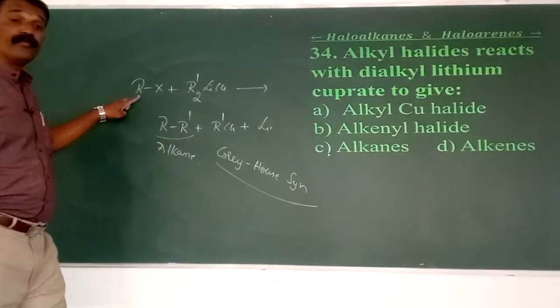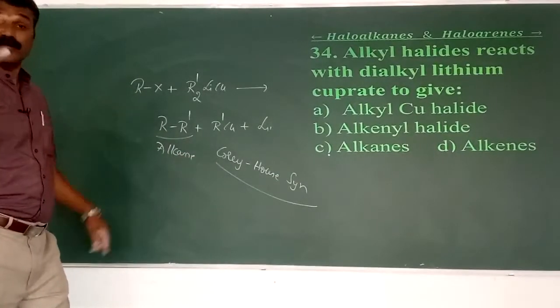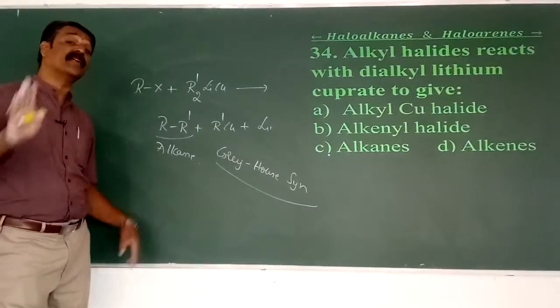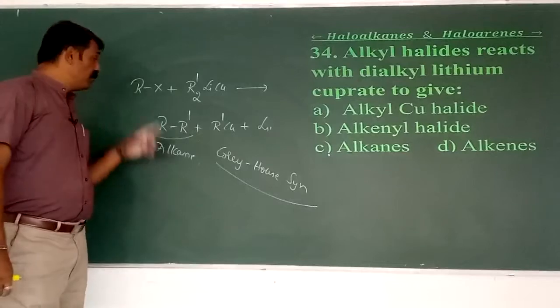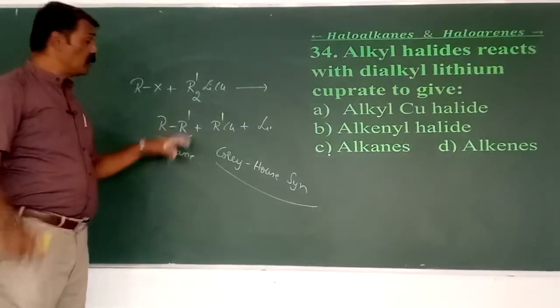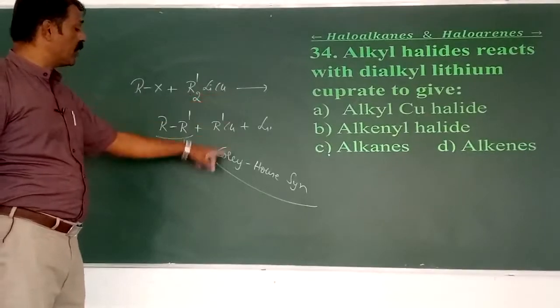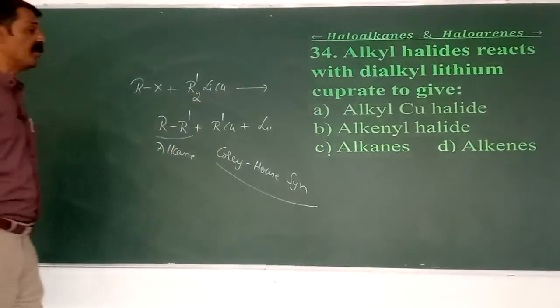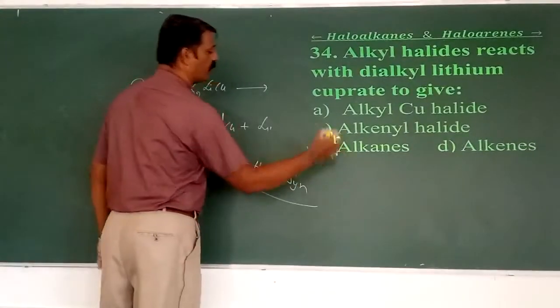Alkanes from haloalkanes. The very simplest method that we have discussed is the reduction of haloalkanes gives rise to alkanes, but it contains the same number of carbon atoms. But the same haloalkanes give rise to higher alkanes by using dialkyl lithium cuprate, and the name of that reaction is called Corey-House synthesis. Hence it is the preparation of which one? Alkanes. 34 is option B.